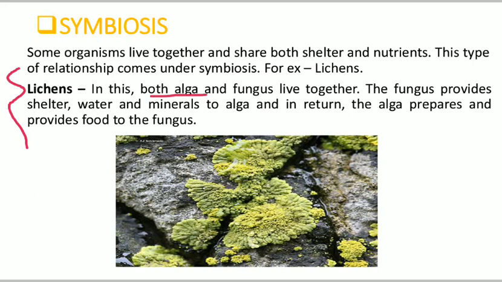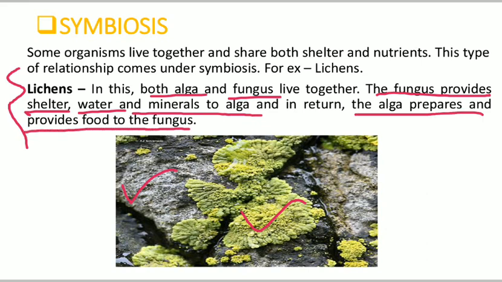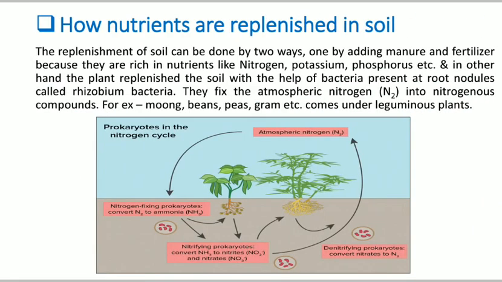Some examples of a symbiotic relationship are lichens. In lichen, there are both alga and fungus. Here is the diagram of the alga, and on the dead and decaying matter, that is a fungus. Fungus grows over dead and decaying matter, might be any dead plant or other parts. The fungus provides shelter, water and minerals to the alga, and in return what does the alga give? The alga prepares food and gives it to the fungus. That's how they live together, and this particular relationship is known as what? Symbiosis, okay? Remember that.